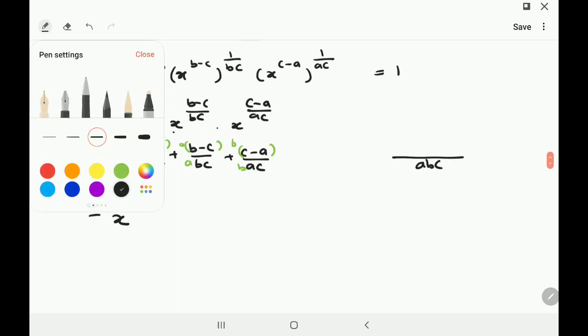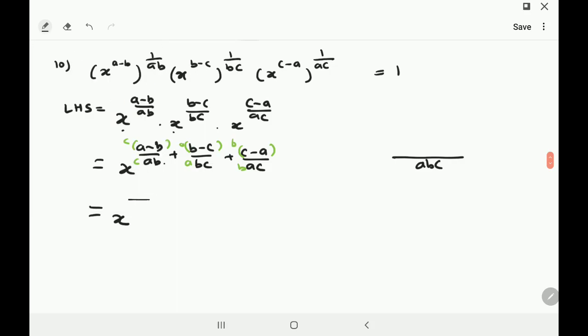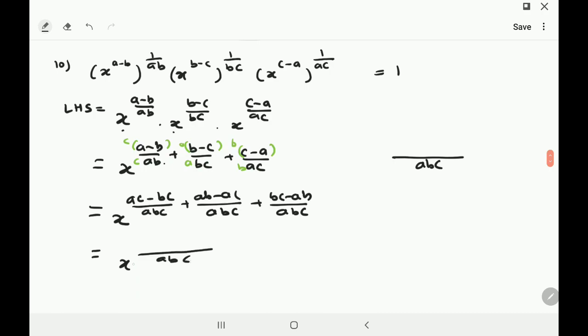I'll be multiplying by C the first one. I get AC minus BC upon ABC, plus if I multiply by A, I get AB minus AC upon ABC, right? Plus BC minus AB upon ABC. That's it. Okay, now denominators are the same. I can add the numerators. Here is ABC. Let's take the numerator: AC minus BC plus AB minus AC plus BC minus AB upon ABC.